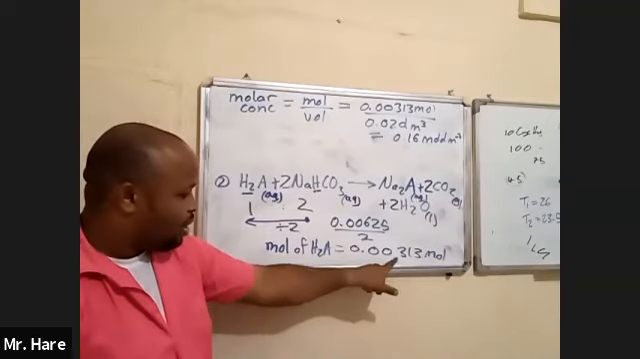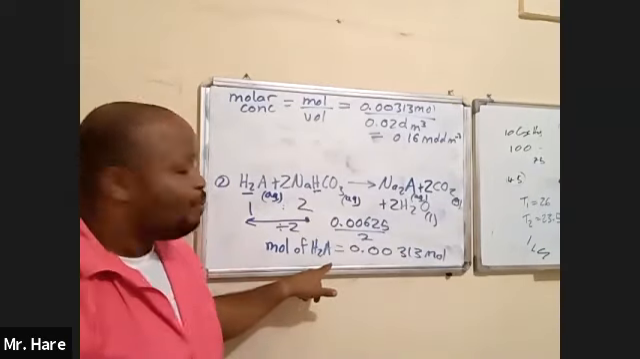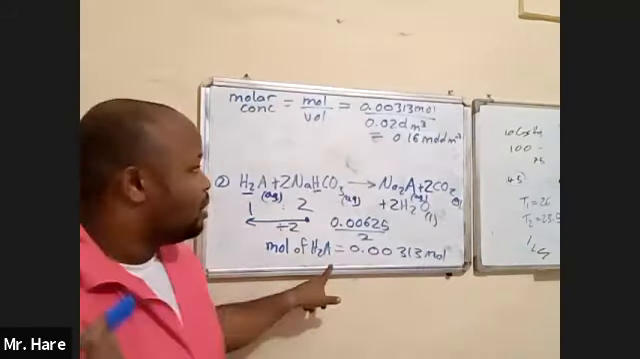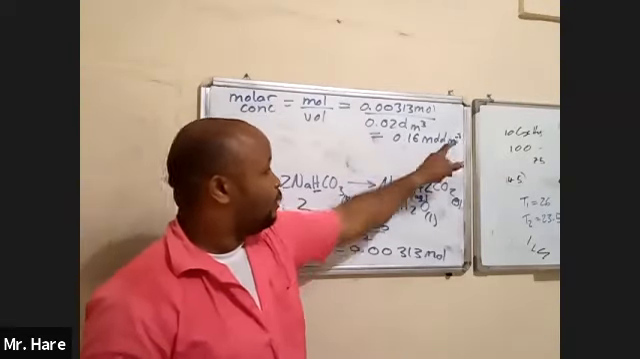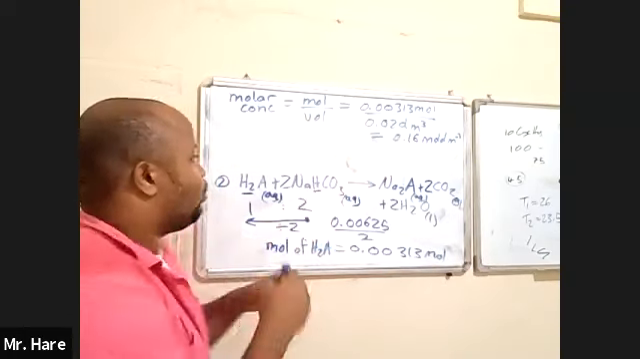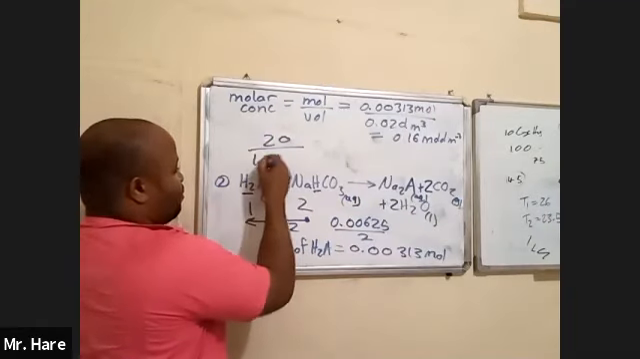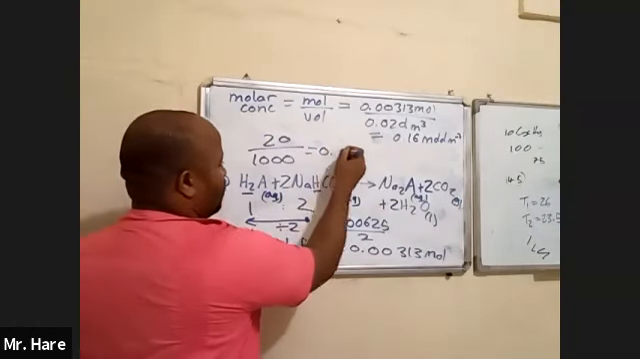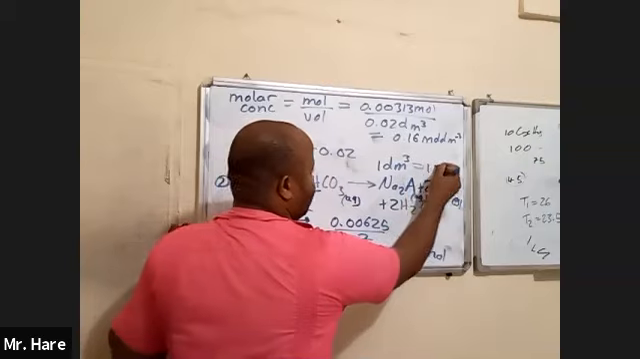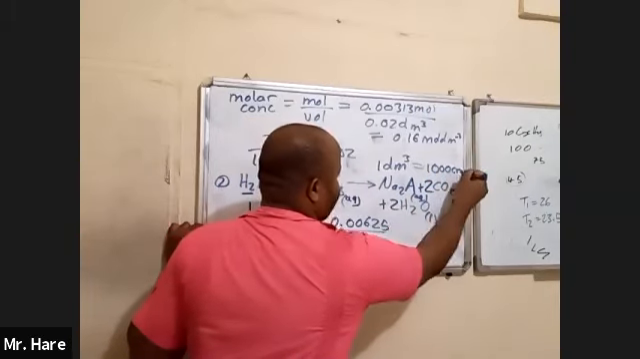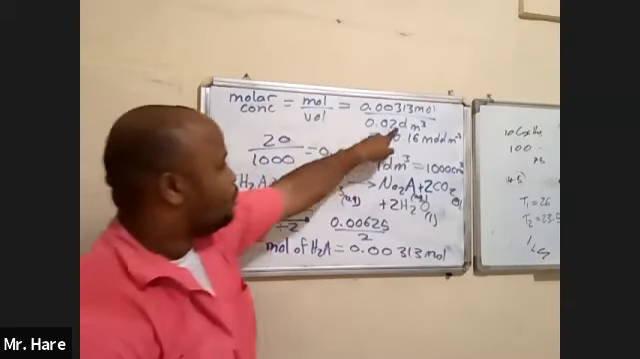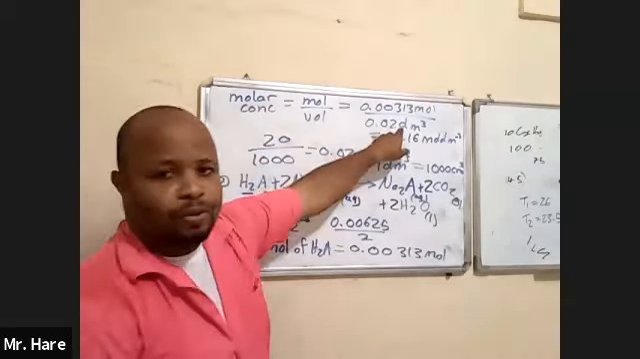Down here, we got the mole of the acid. Remember, from the graph, we said the volume was 20 cm cube. The unit for concentration is moles per dm cube. So convert the 20 cm cube to dm cube. So 20 divided by 1,000 is 0.02. 1 dm cube is equal to 1,000 cm cube. All I did was convert the 20 cm cube to dm cube. Okay, sir.